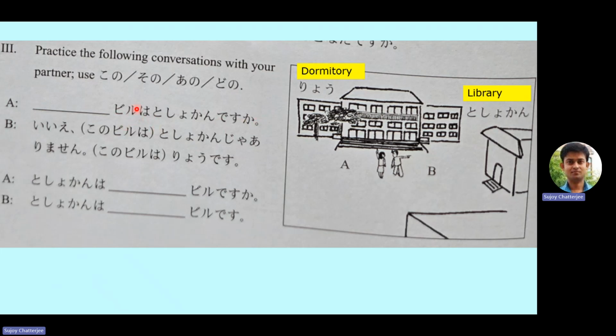So now, since the building has been specified here, earlier it was Kore wa. That means there was no specific mention of anything. It was just this one. But here, something dash building biru. Biru means building. Biru wa toshokan desu ka? That means that building, is that building a library? So now she is referring to a specific building. So that's why this will be kono.